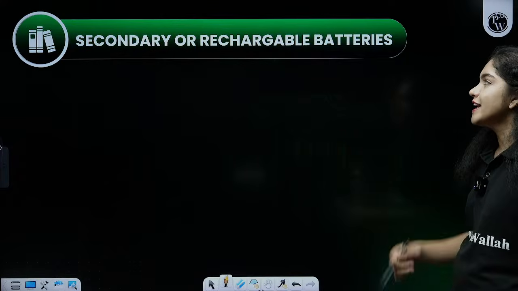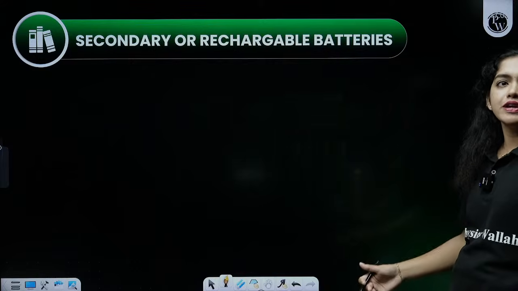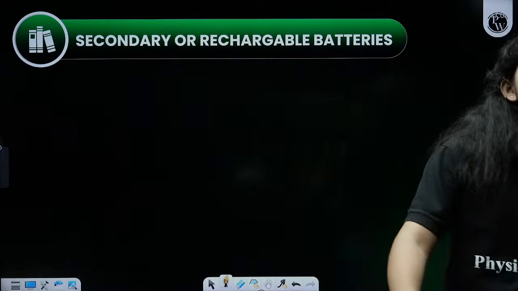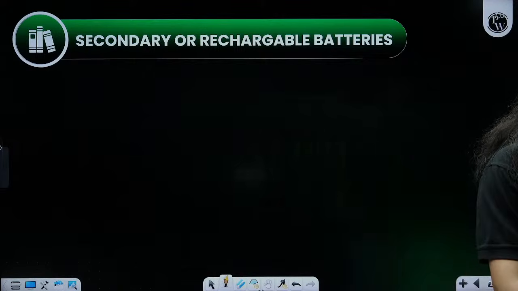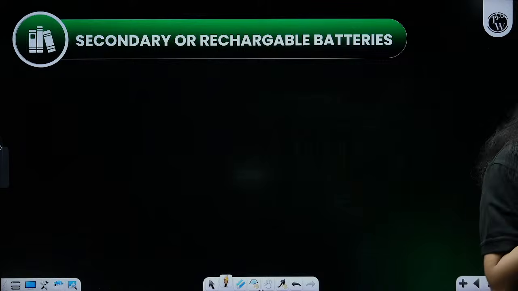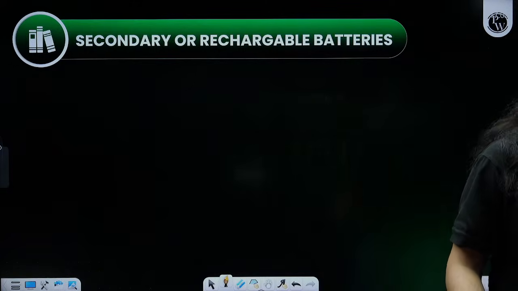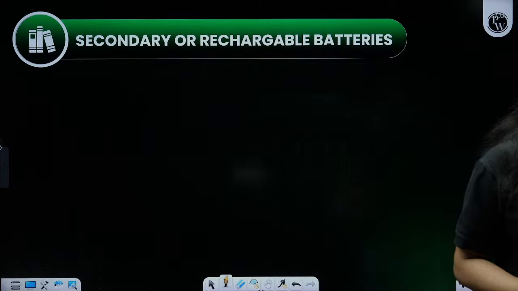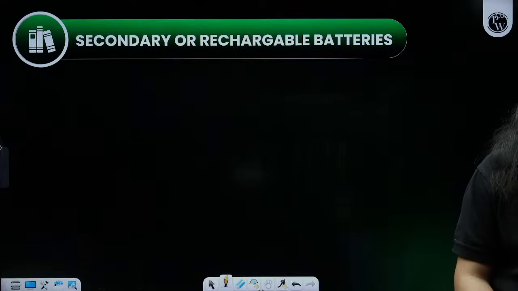Then secondary or rechargeable battery. I haven't written anything on the slide. So what will be the things in the secondary battery, my dears? What is a secondary battery? Can you tell? Secondary and primary battery. Secondary battery, what are the points? What will be the major points? They are rechargeable batteries. Then the energy stored can be charged, discharged and reused many times.